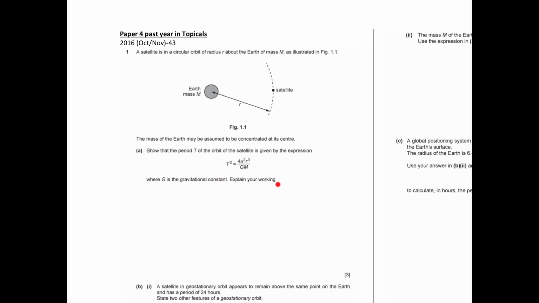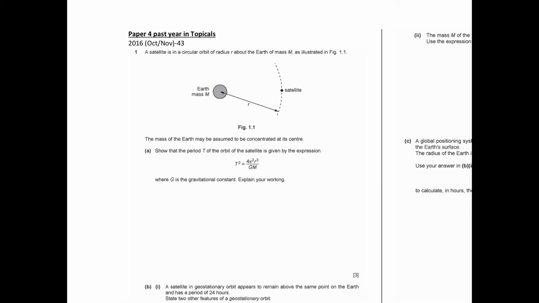Explain your working. So when I ask you to explain your working, right, so we always put this: gravitational force provides centripetal force. So this is the explanation. That means the satellite moves in circular motion because there is a centripetal force. And centripetal force is the resultant force. So that is due to gravitational force. So we have to explain this.